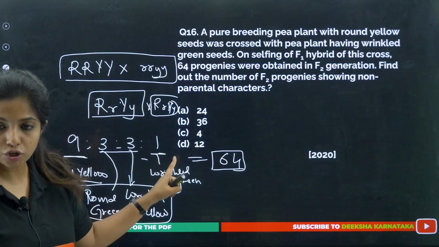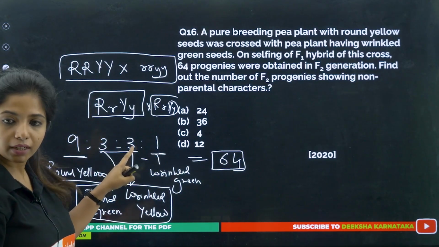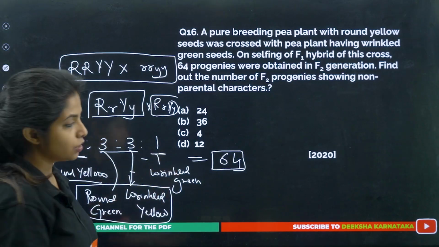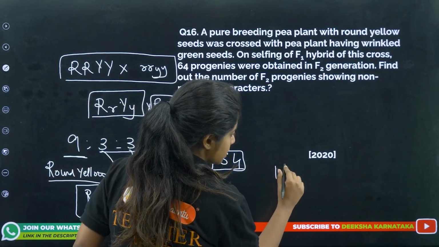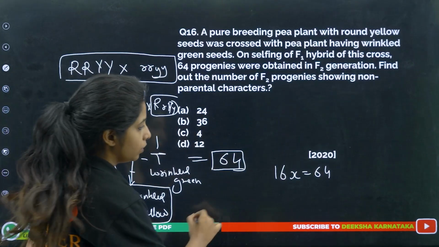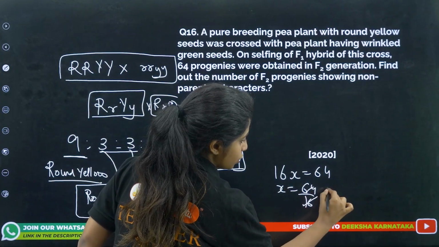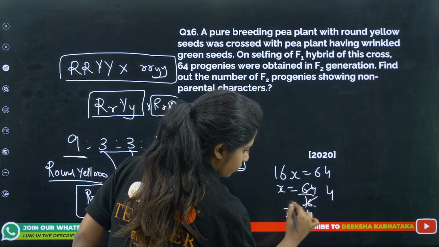You should be knowing this ratio. 9 plus 3 is 10, 11, 12, 13, 14, 15 and 16. Total it. So you have 64. 16x is equal to 64. This would be the mechanism. Now when you calculate it, it becomes 4. X is equal to 4.